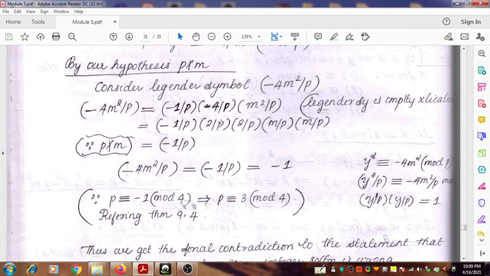But irrespective of the value of 2 bar p, since we take the square, we will get 1 here. Similarly, m bar p may be minus 1 or plus 1, that doesn't affect the value since we find the square. So we have plus 1 here. The product of the four numbers can be equal to plus 1. So finally the Legendre symbol value of minus 4m square bar p will depend only on minus 1 bar p. What is that value?